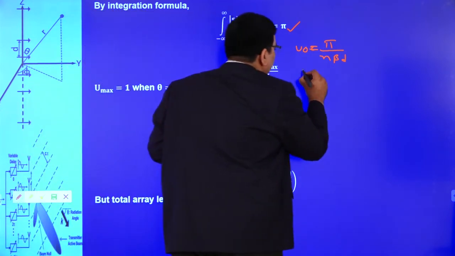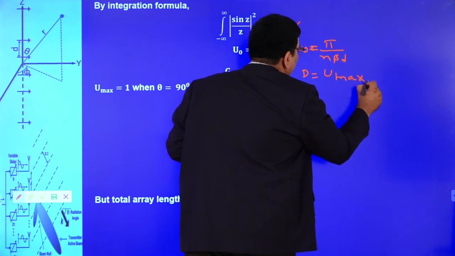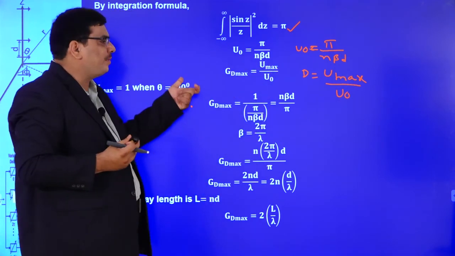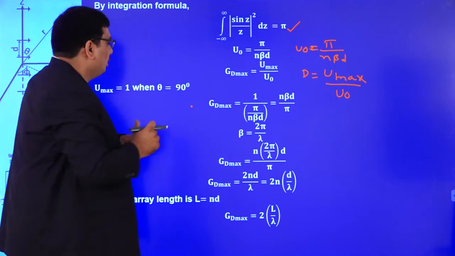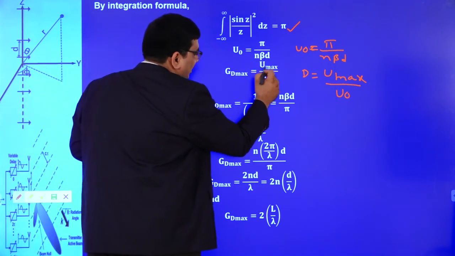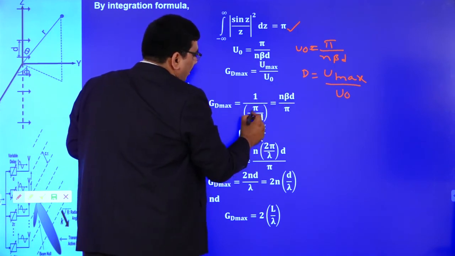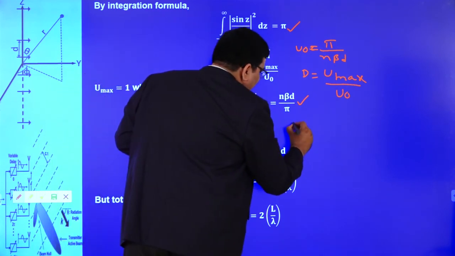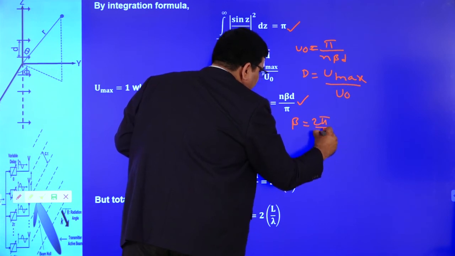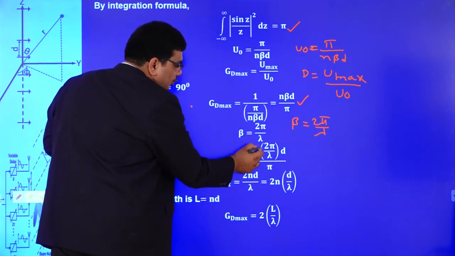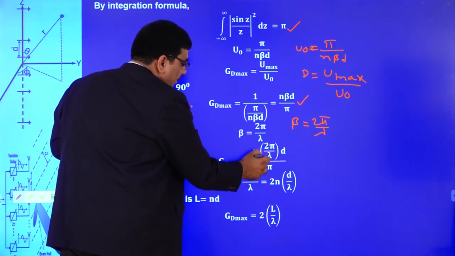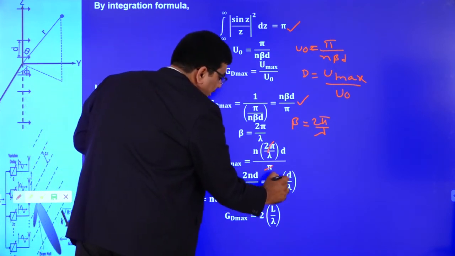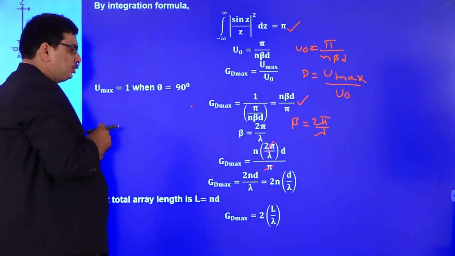So directivity is equal to U max by U0, or U average. We know the average value, and we know the maximum value at 90 degrees, that is 1. So D max is equal to, you substitute U max equal to 1 and this value, that is pi by n β d. So from this, that is n β d by pi. But we know that β is equal to 2 pi by lambda, and substitute the value here. So n into 2 pi by lambda into d by pi. That pi gets cancelled and this becomes 2n d by lambda, that is 2n into d by lambda.